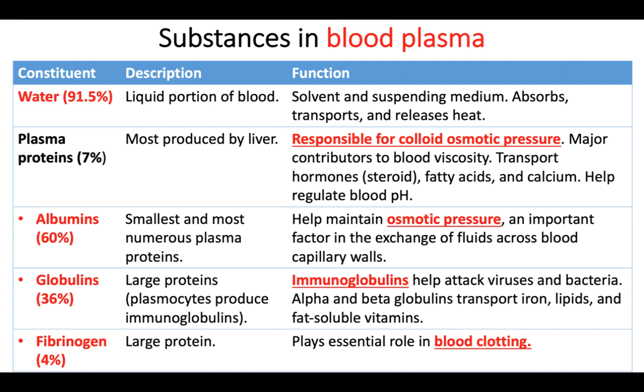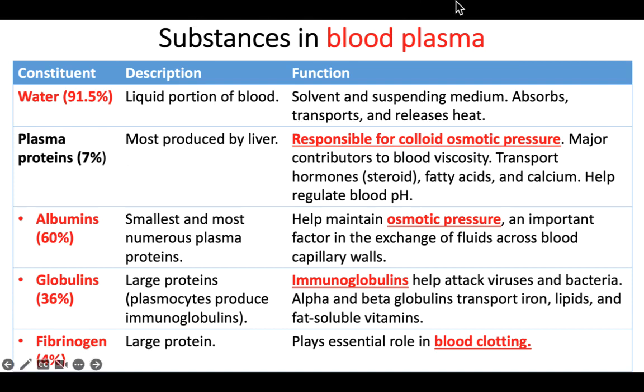We're going to first look at blood plasma, and then eventually we'll move into the red blood cells, then the white blood cells, and then the platelets. So this is a table. There's a lot of information in here. Again, I always tell my students, focus on red. Red is typically going to be your most important terms on a slide.